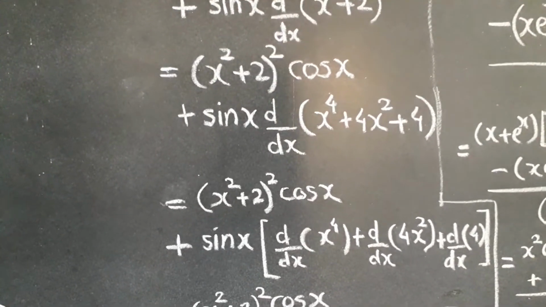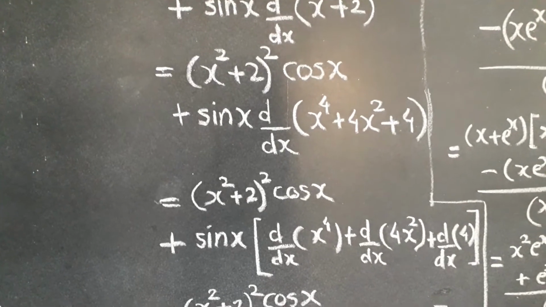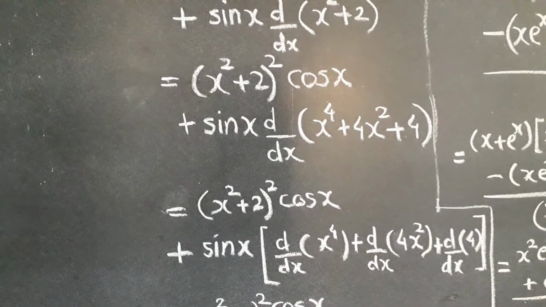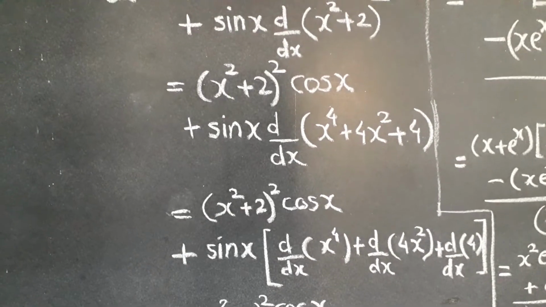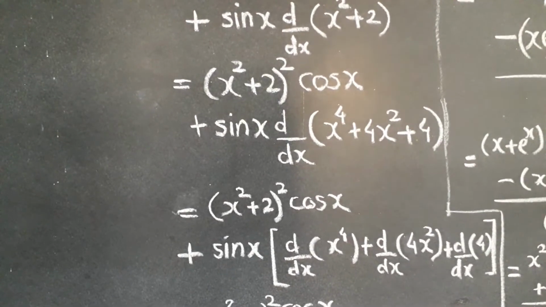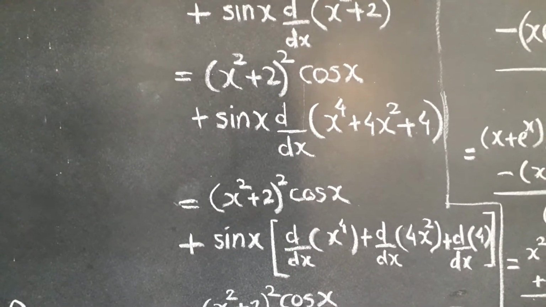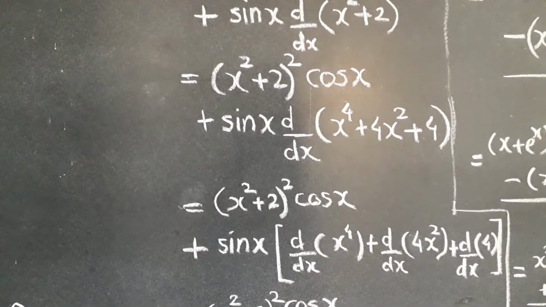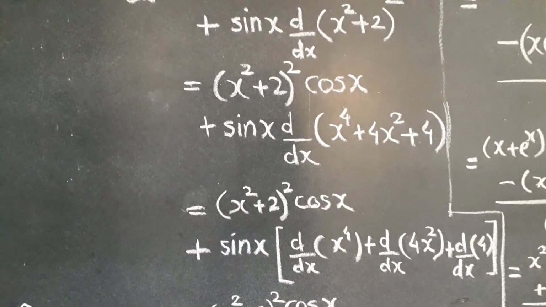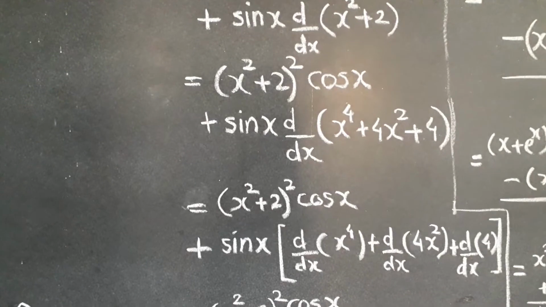Once again we just write it all as it is, only the thing is that we have to find the derivative of all the 3 terms separately. X raised to 4 is of the type x raised to n, so we can use the formula to get it as 4 into x cube. The derivative of x raised to n is n into x raised to n minus 1.